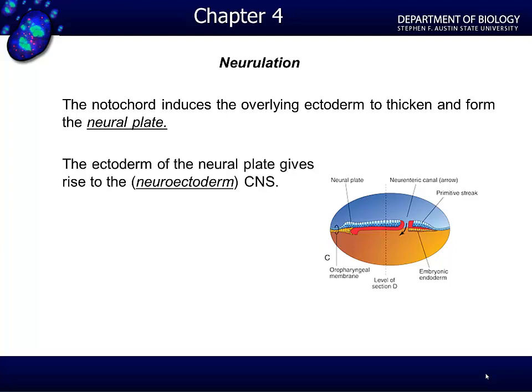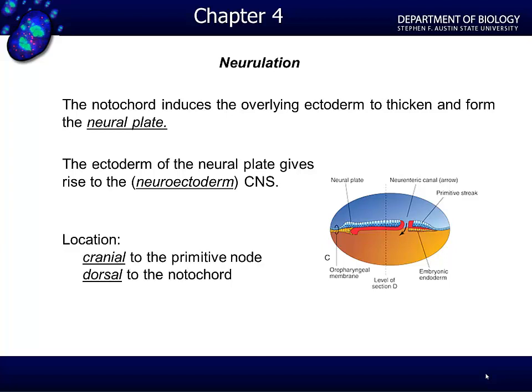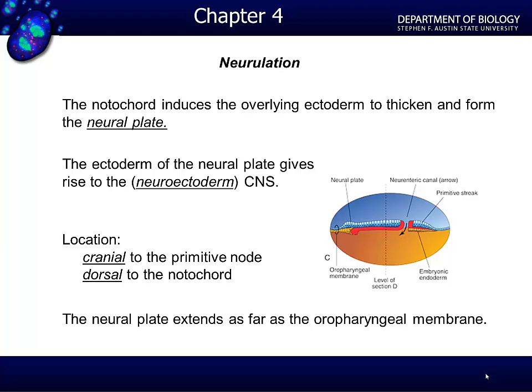So when we left looking at gastrulation, we had our ectoderm on the surface. We had talked about the inductive power of the notochord to influence these medial overlying ectodermal cells to become neural ectoderm, or neural plate ectoderm. These cells are going to get much, much taller than the lateral ectoderm, and so their location is they're going to be above the notochord, or dorsal to the notochord, and they're going to be more cranial than the primitive node, right along the midline of the embryo.